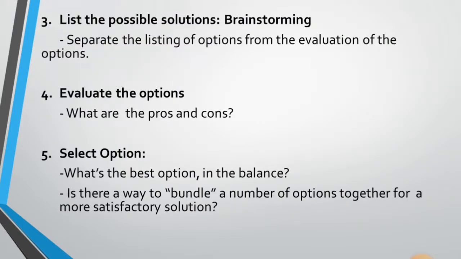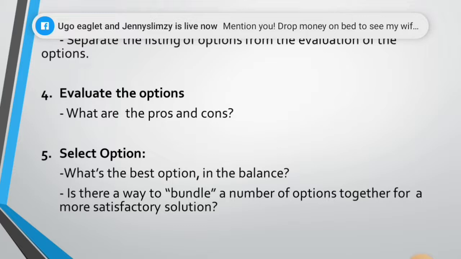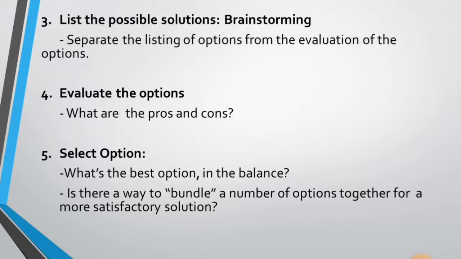Number 3 is list the possible solutions, like brainstorm. Separate the listing of options from the evaluation of the options. Maybe this might sound a bit confusing to you. Separate the listing of options from the evaluation of the options. You've already listed some options. Now let them be separated, like evaluate the options and know which one is possible.